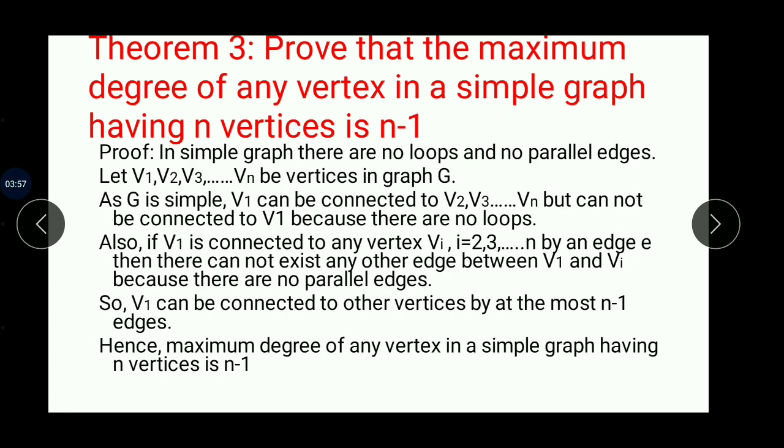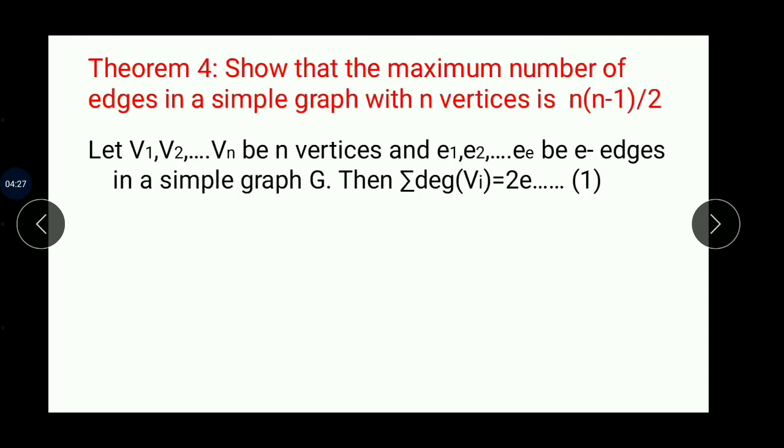So hence the maximum degree of any vertex in a simple graph having n vertices is n minus 1. This clearly proves that one vertex can be connected to at most n minus 1 vertices only. It cannot be connected to any other vertex 2 times, and it cannot be connected to itself by a loop. So the maximum degree which a vertex can have is n minus 1 only. So this proves theorem 3. Now let's move to theorem 4.